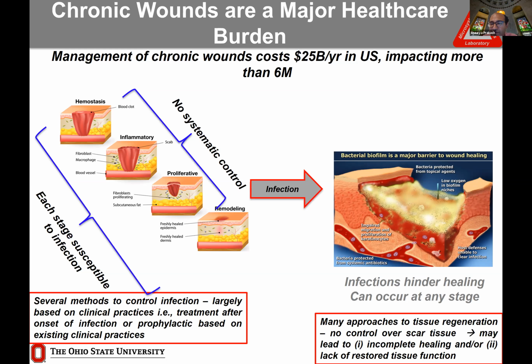Similarly, there are lots of approaches to tissue regeneration, but at present, there is no way to control scar tissue. So if anybody has old scars from various kinds of injuries, that's just the healing process. Being able to heal tissue without causing scars is a very important process, because scar tissue can lead to incomplete healing, or the function of the final tissue may not be fully restored.